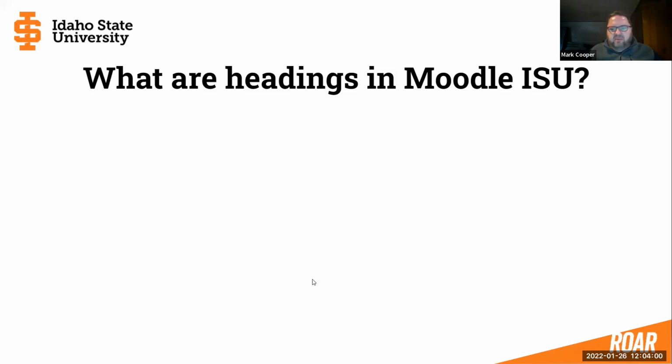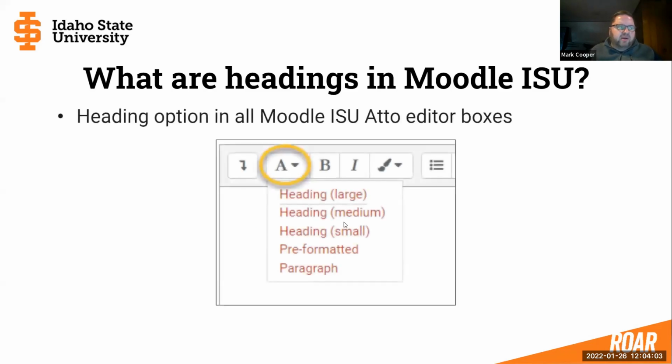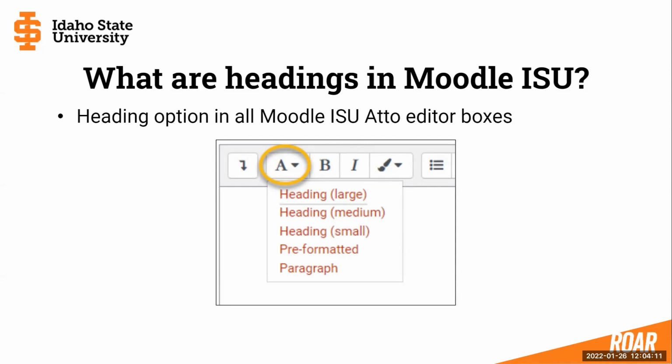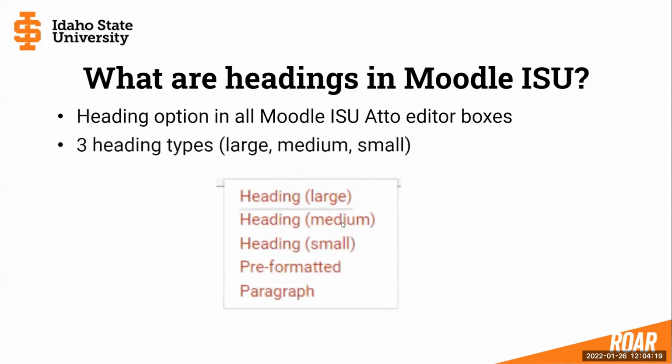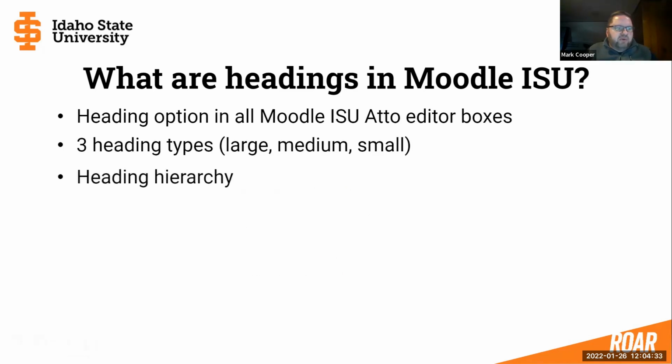So what are headings in Moodle ISU? The headers are found in what's called an Atto editor in Moodle ISU activities and resources. And all Atto editors have the option to place headers in your online text. In Moodle ISU, there are three types of headings: large, medium, and small. Your online content in your course should be organized using a heading hierarchy, which Sasha will talk about a little bit later. But first, I'm going to turn it over to Kim, and she's going to talk about why you should use headers in your online content.